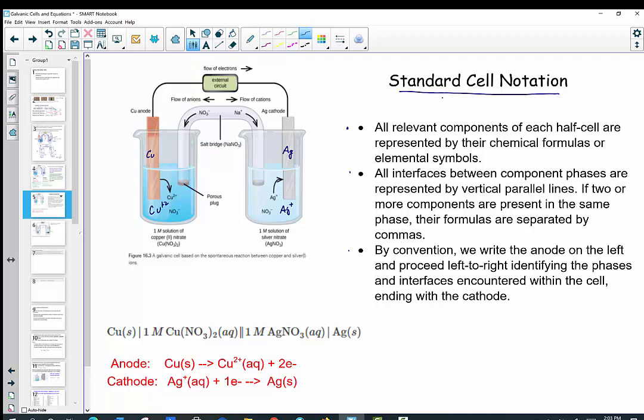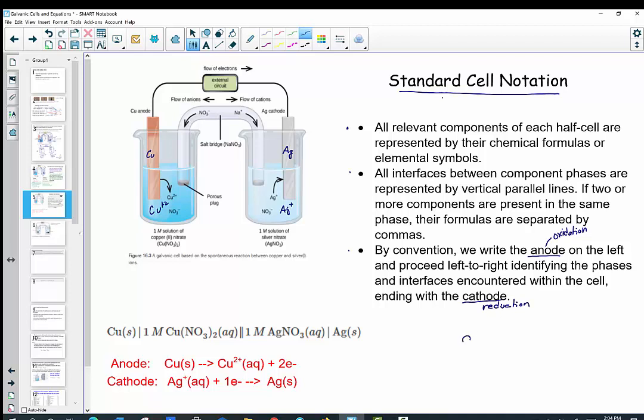The interfaces between component phases are represented by vertical parallel lines. And then if two or more components are present in the same phase, we separate their formulas by commas. And by convention, we write the anode on the left. Anode is the site of oxidation. And on the right, we write out the cathode, which is the site of reduction.